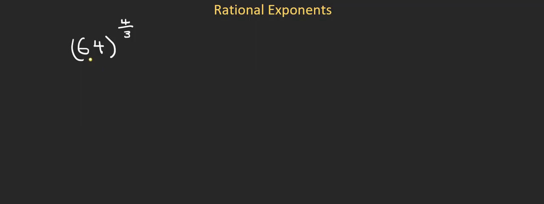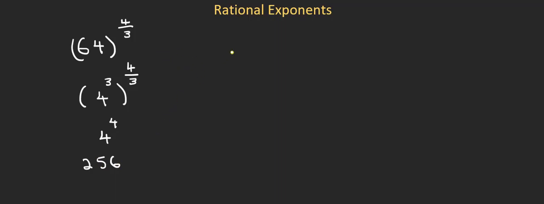Let's evaluate the quantity 64 to the power of 4 over 3. Well, you could rewrite 64 as 4 to the third power. And then when you have two exponents next to each other, you multiply, so you get 4 to the fourth, because the 3 will cancel out. So this means 4 times 4 times 4 times 4, which will be 256.